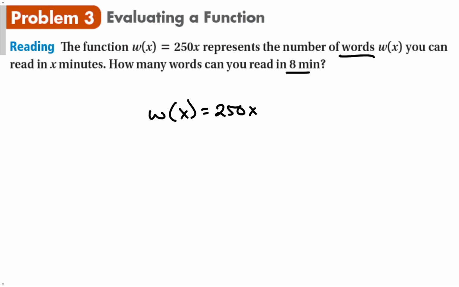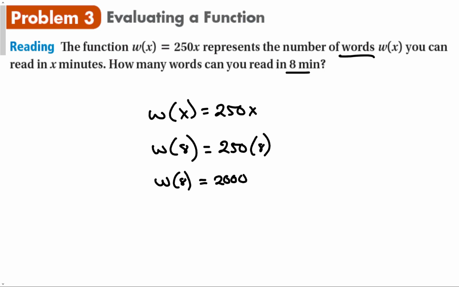So I know that my independent variable, the thing I want to evaluate, is 8. So the way I do this is I want to evaluate w of 8. That means every place that I see an x, I'm going to plug in 8. So this becomes 250 times 8. So the function evaluated at 8 is just 250 times 8, which is 2,000.